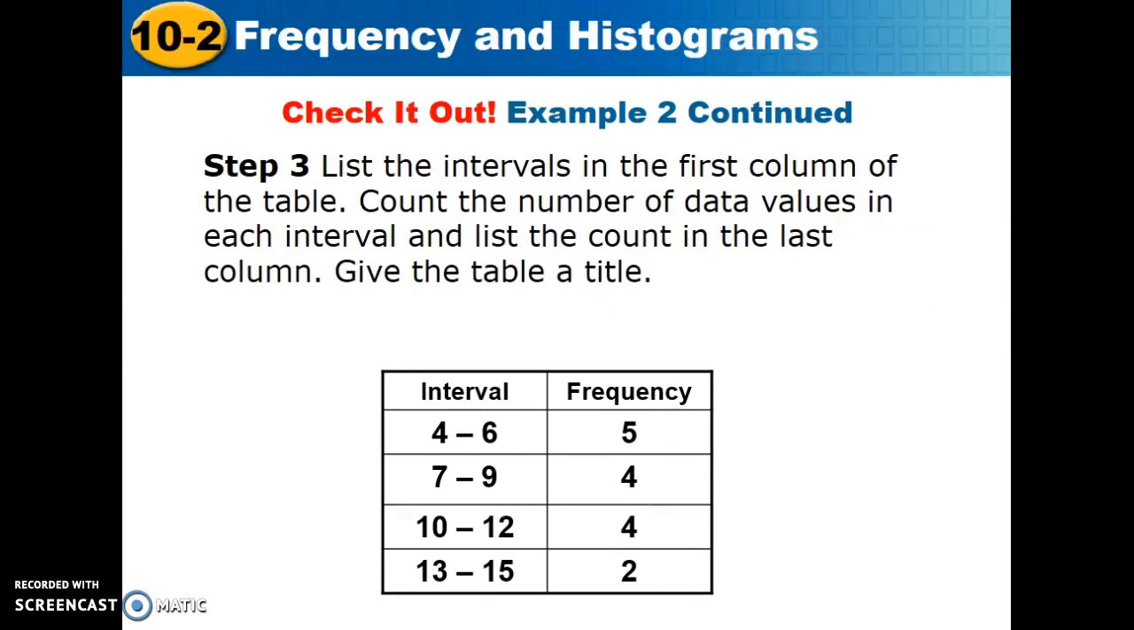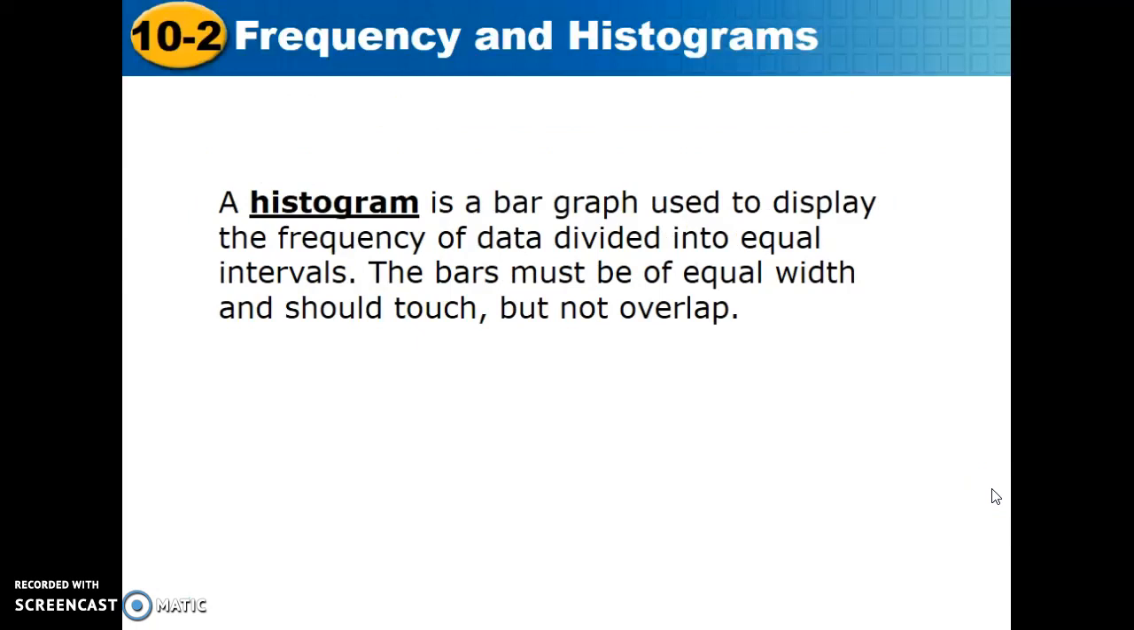From 7 to 9, we had 4 values. From 10 to 12, we had 4. And 13 to 15, we had 2. The title, number of vacation days.